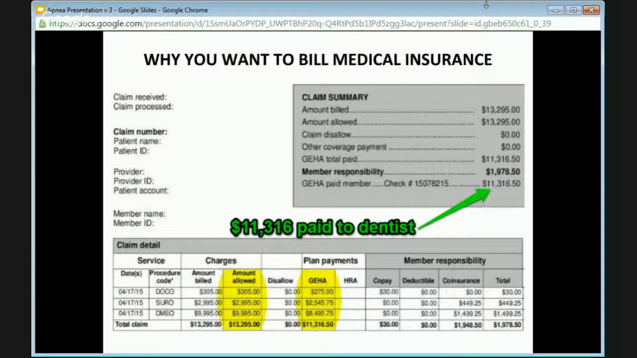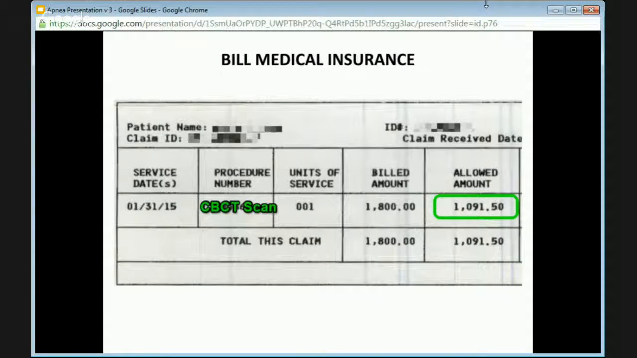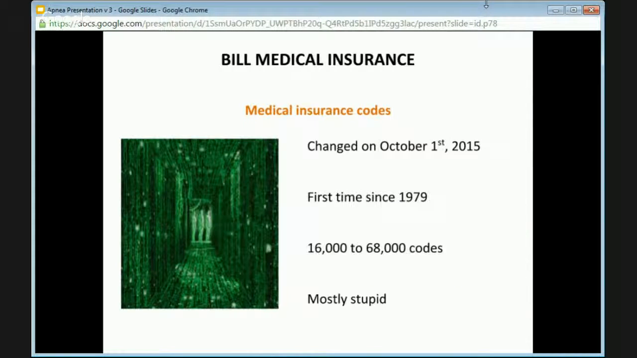Okay. All right. So that's how you want to bill medical insurance. You want to bill it. I threw another EOB on here. I'm not sure why I threw this on here. Some of the dentists I work with, they use cone beams, and we see a good reimbursement for those. But we're going to bill medical insurance.